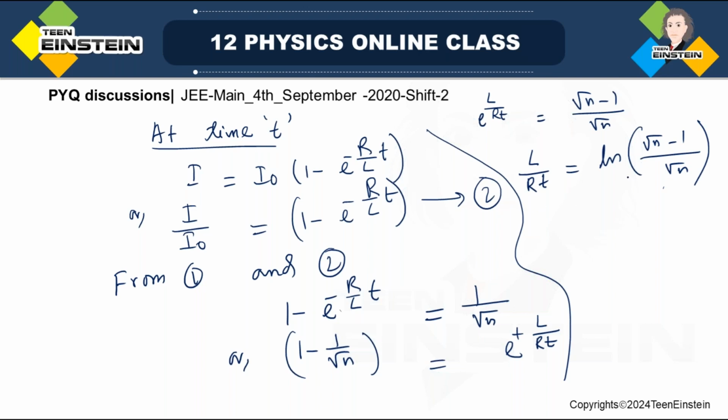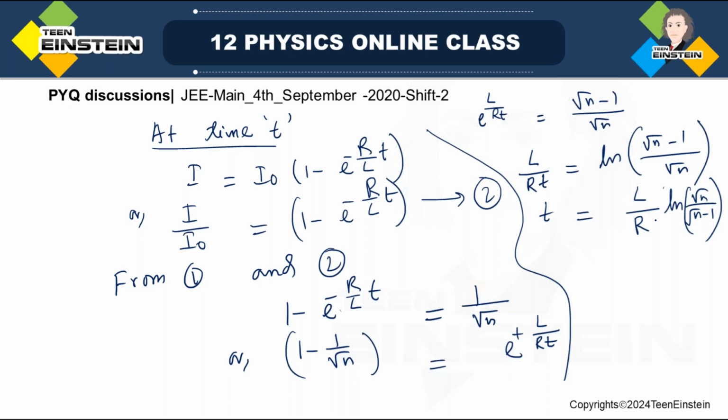Now I need to find out, see, I can reverse this. So I have to find out t, right? So t, I'll take this side, then I'll have L by R and ln of root over n by root over n minus 1. Okay, so this is what I'll get.